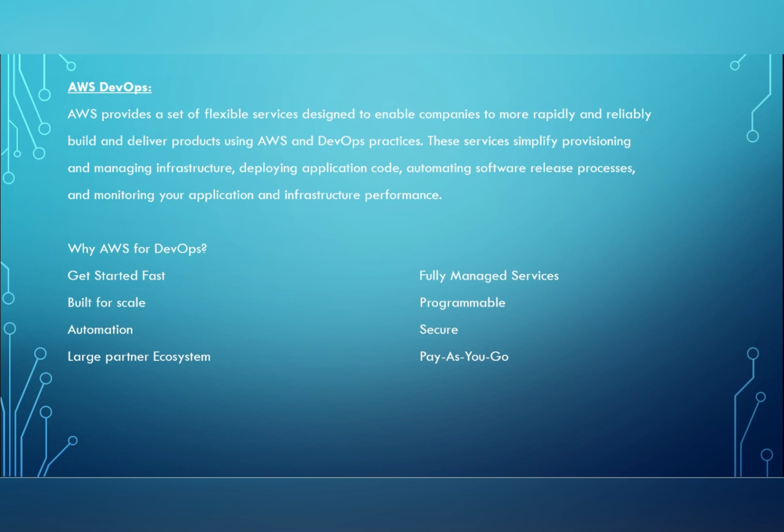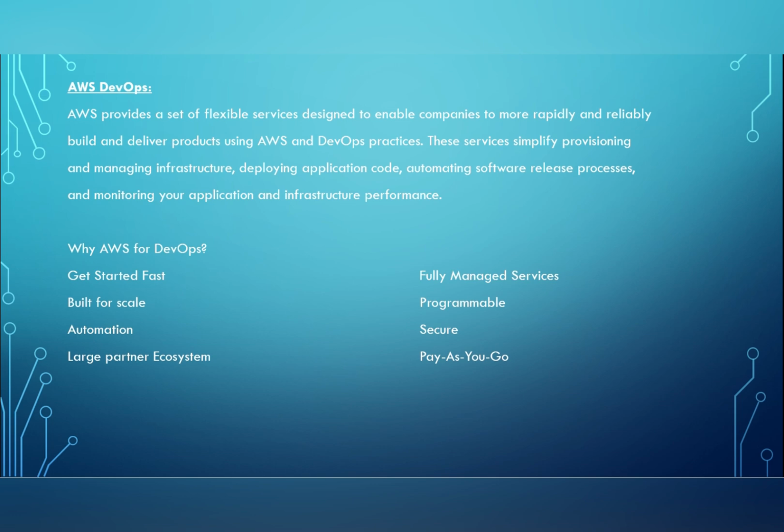AWS provides a set of flexible services designed to enable companies to more rapidly and reliably build and deliver products, at least products meaning software applications, using AWS and DevOps practices. These services simplify provisioning and managing infrastructure, deploying application code, automating software releases, and monitoring your application and infrastructure performance. All these things we can do with AWS only.